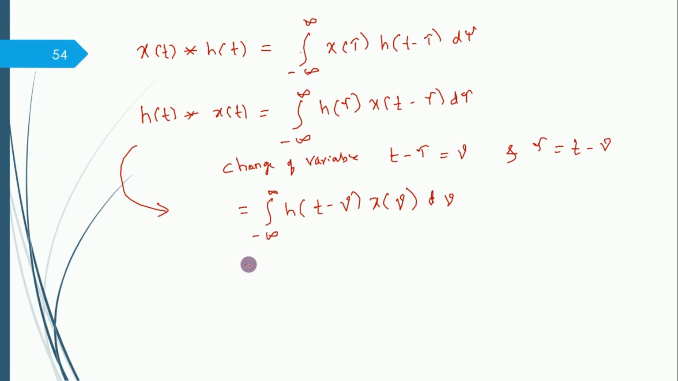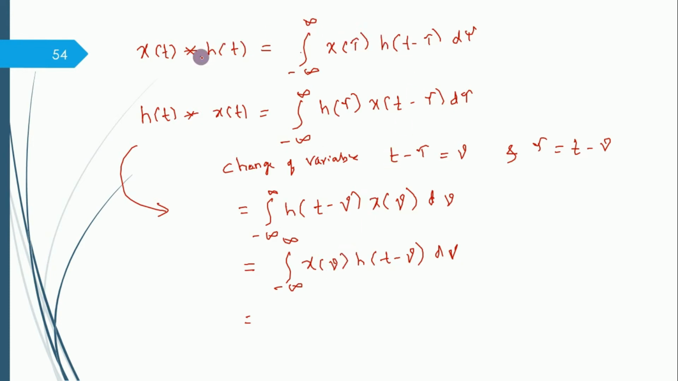Okay, so this is nothing but x of v h of t minus v dv. It can be written as, you just see here, replace τ with v. It is the same as this. In place of t you have t, in place of τ I am having v.